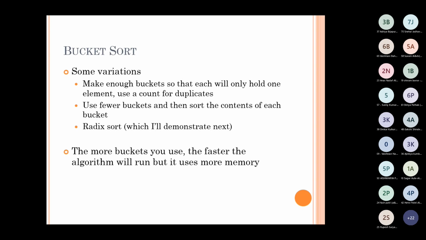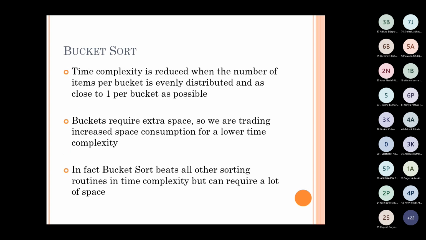Now, which one is the better variation? If we have more number of buckets, then the algorithm will work very fast. That means the time required for sorting will be very less. But since we are using many buckets, the memory requirement will increase. So that is again the problem. To get less time, we will be compromising with more memory requirement.